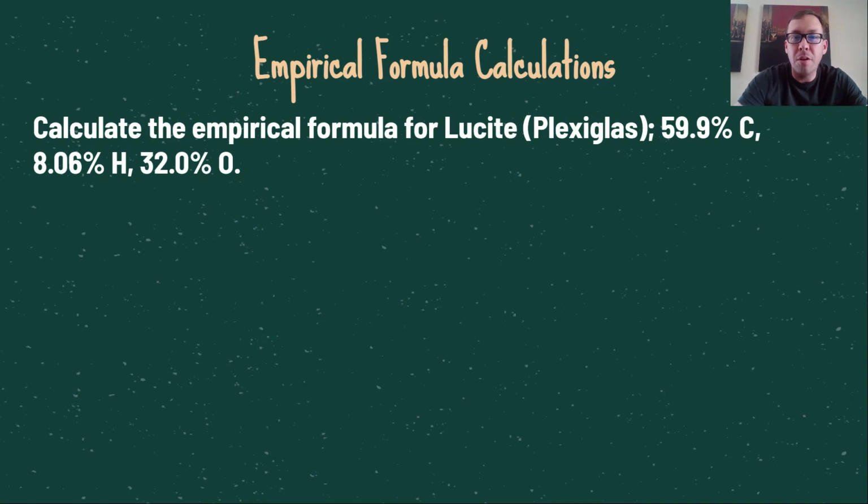So let's calculate the empirical formula for lucite, also known as plexiglass. If you're a hockey fan, you know all about that. It's people smashing each other into the boards. We got 59.9% carbon, 8.06% hydrogen, and 32.0% oxygen.